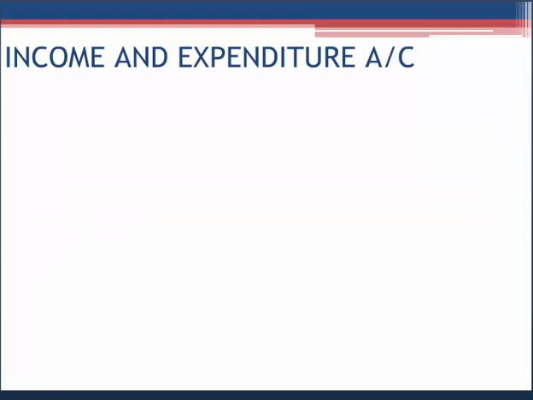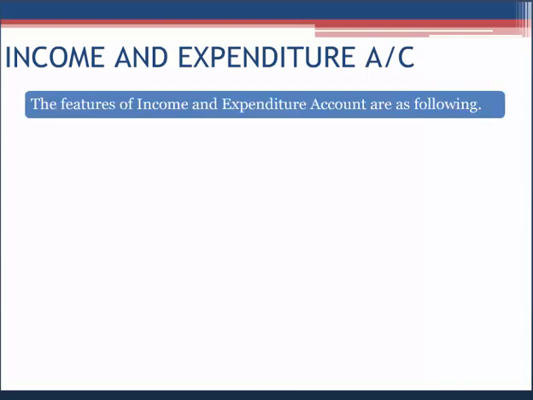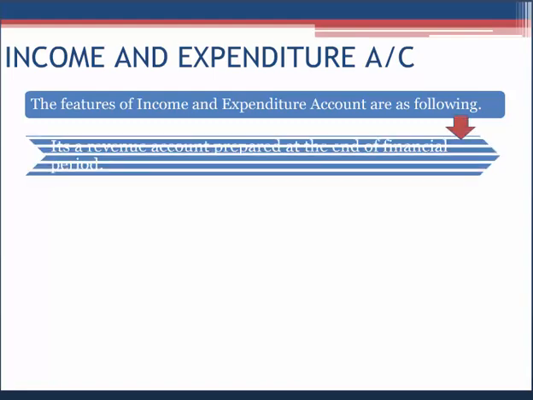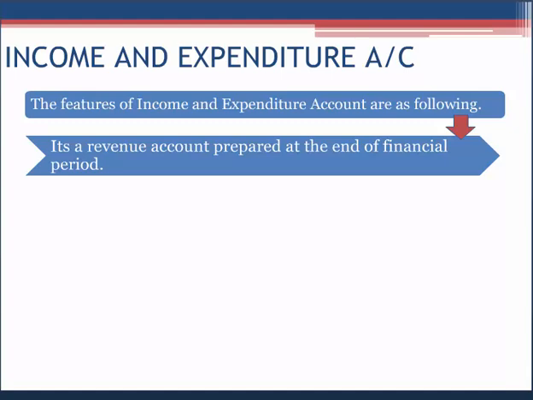Now, as we did in receipt and payments account, let us repeat the procedure in income and expenditure. I mean to say is let us look at the features of the income and expenditure account. Now, the features of income and expenditure account are as follows. Point number one, it's a revenue account prepared at the end of the financial period. Now, when I say it's a revenue account, that means it's a nominal account. And it is prepared at the end of the financial period. It's prepared generally once a year at the end of financial period.